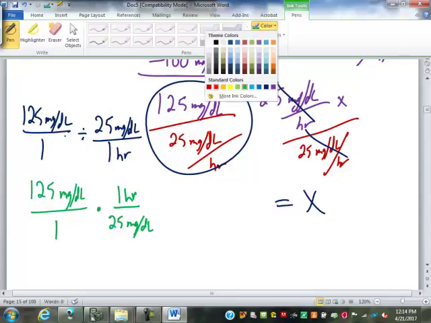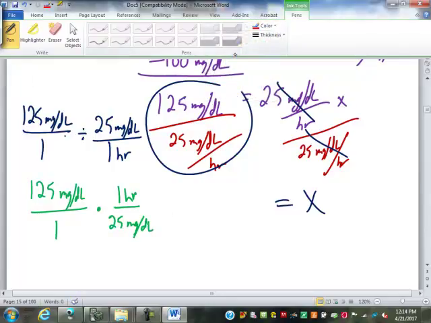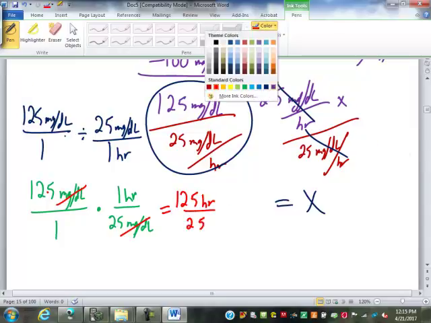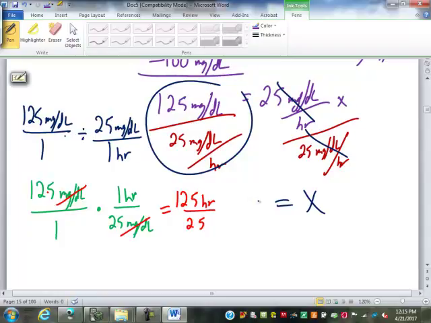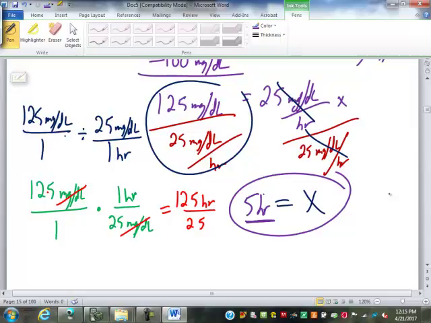And this is how we can tell we put the numbers in the right place, because the units work out. The milligrams per deciliter cancels out. We have 125 times 1 hour is 125 hours. 1 times 25 is 25. 125 hours divided by 25 is 5 hours. So we're looking for a time, and the units worked out to give us a time.